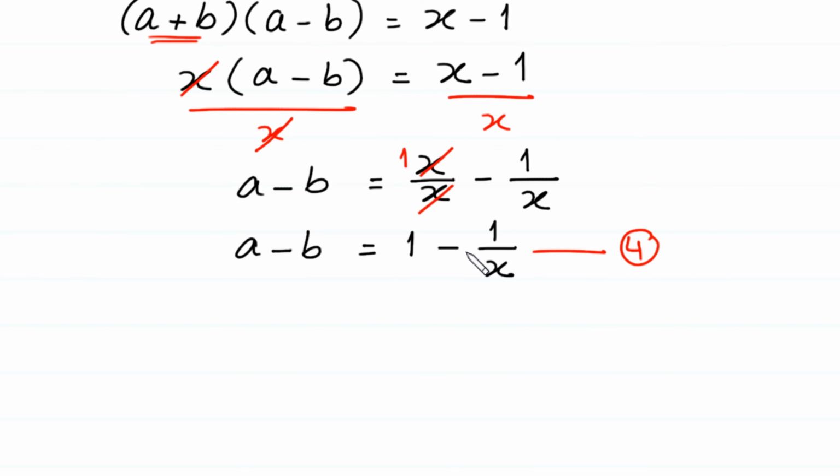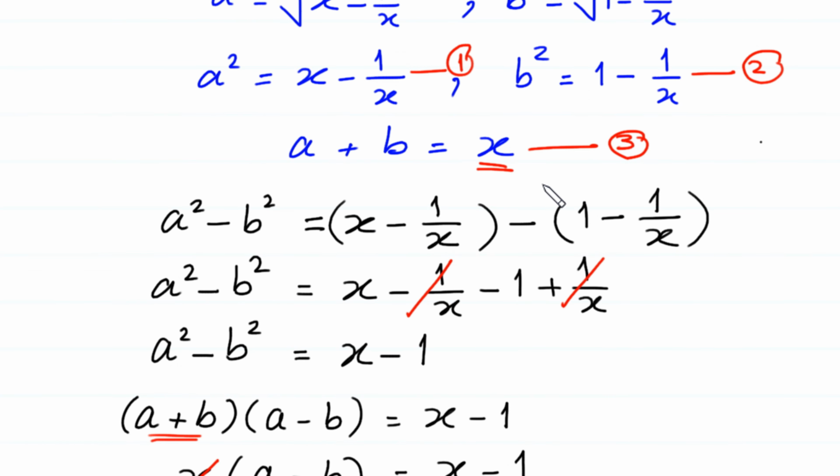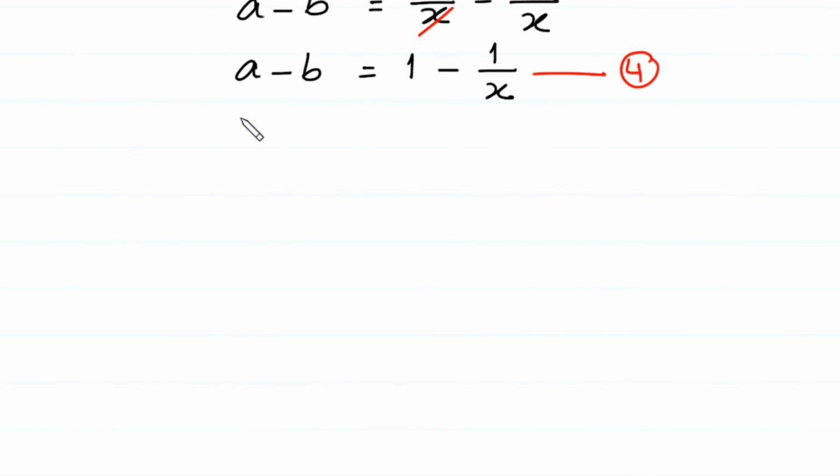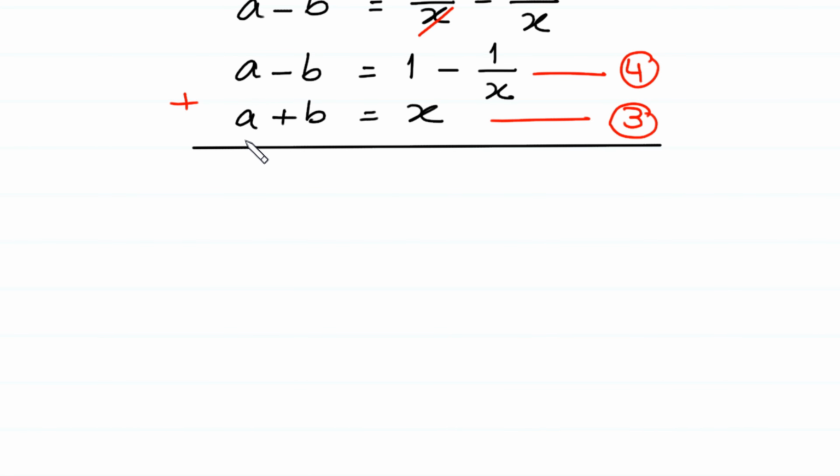Now in this equation 4 we add equation 3, a plus b is equal to x. The equation 3 is a plus b is equal to x. We add these equations: 1a plus 1a is 2a, and this negative b will be cancelled with this positive b, is equal to x minus 1 over x plus 1.